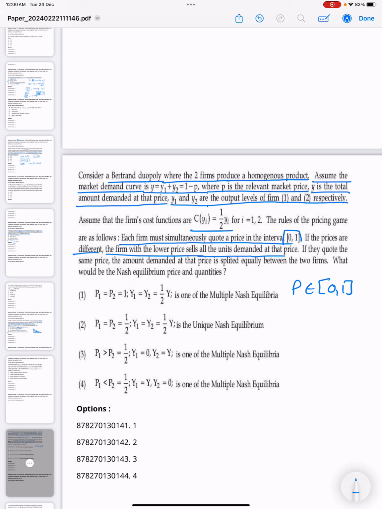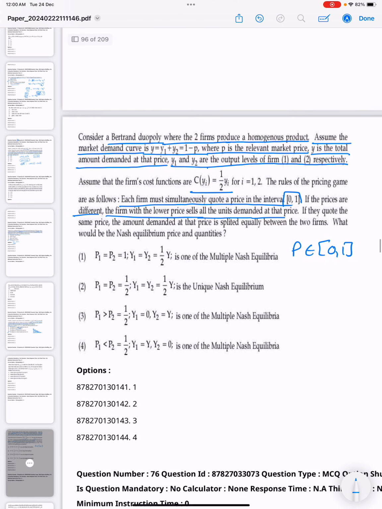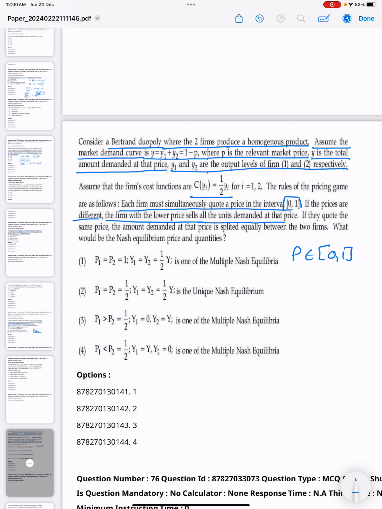Now suppose both charge a price. What would be the Nash equilibrium price and quantity? Now suppose both of them are charging 1. If they're charging a price of 1, the other firm has an incentive to reduce their price and capture the whole market. So charging a price equal to 1 cannot be an equilibrium.